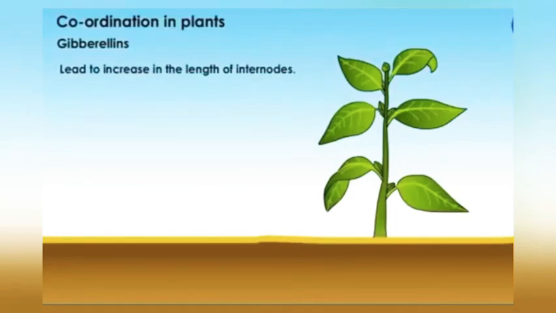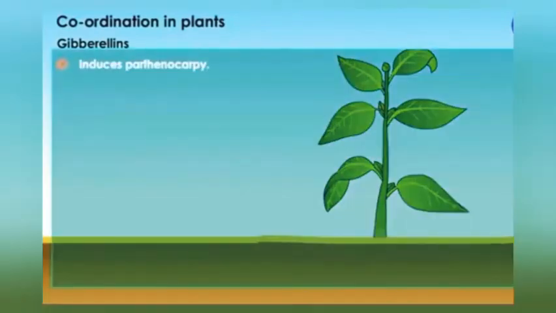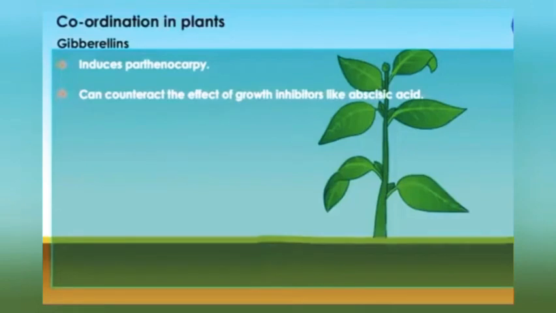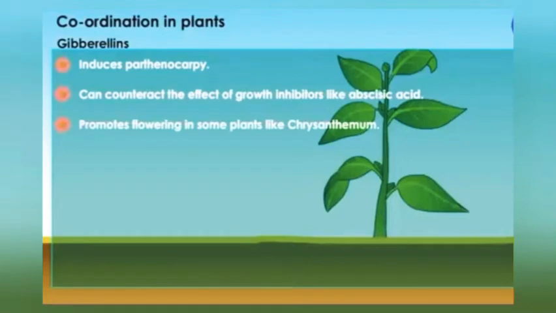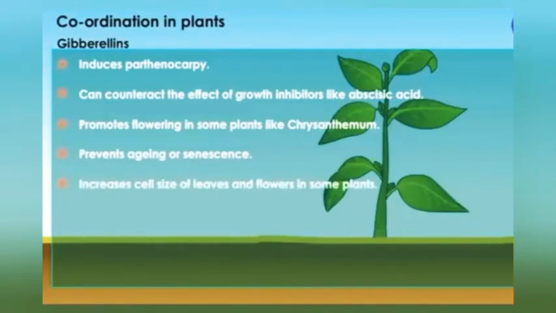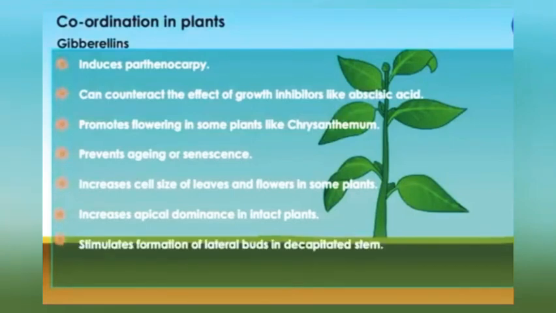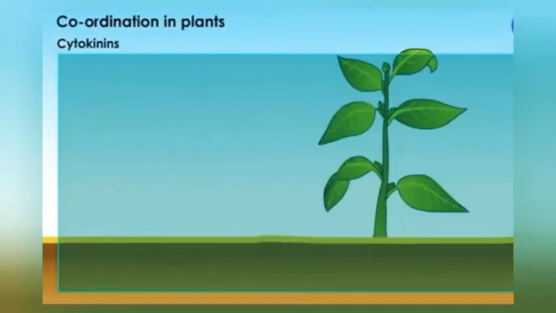Gibberellins lead to increase in the length of internodes. Induces parthenocarpy. Can counteract the effect of growth inhibitors like abscisic acid. Promotes flowering in some plants like chrysanthemum. Prevents aging or senescence. Increases cell size of leaves and flowers in some plants. Increases apical dominance in intact plants. Stimulates formation of lateral buds in decapitated stem. Can induce germination in dark.